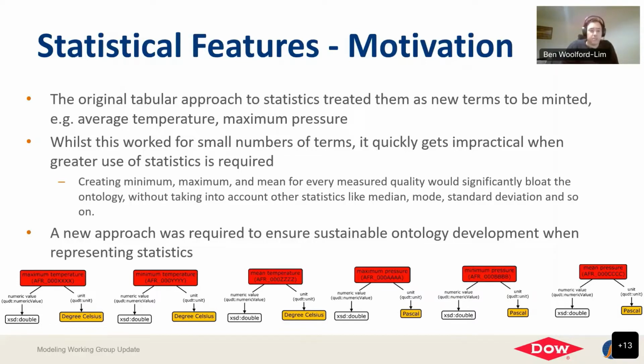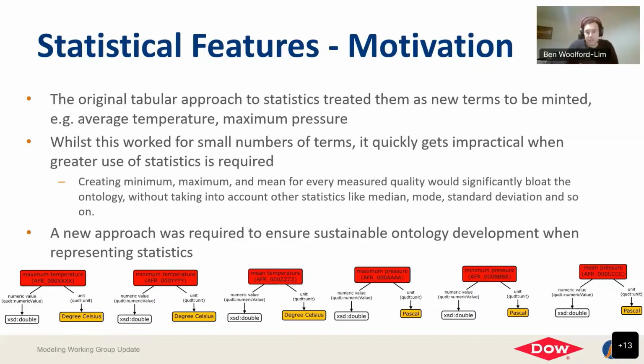So if you have to create minimum, maximum, and arithmetic mean for every measured quality that you want to consider, it significantly bloats the ontology. You have to do it for temperature, for pressure, for velocity, for length, height, and so on and so forth. Just those 3 terms for each of those suddenly explodes very quickly, and that's before you take into account things like the median, the mode, standard deviation, things that are still quite common, quite useful, but maybe not quite as common. We determined that a new approach was required to ensure that we could maintain a sustainable ontology and represent this information in a uniform but standardized manner.